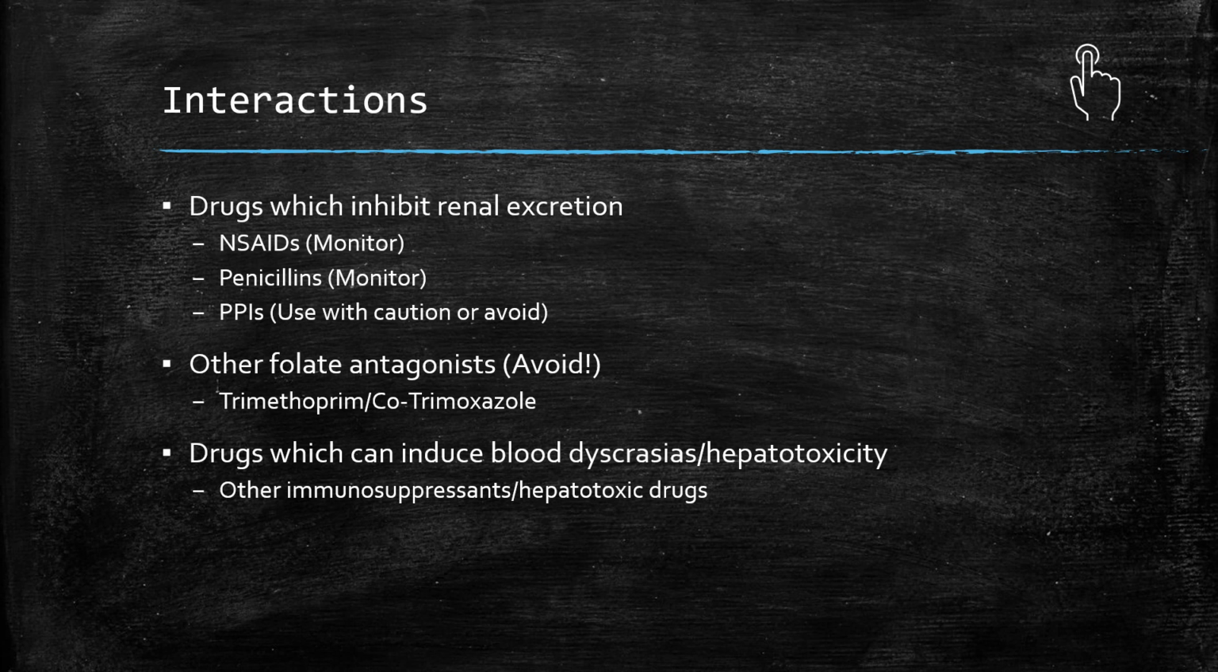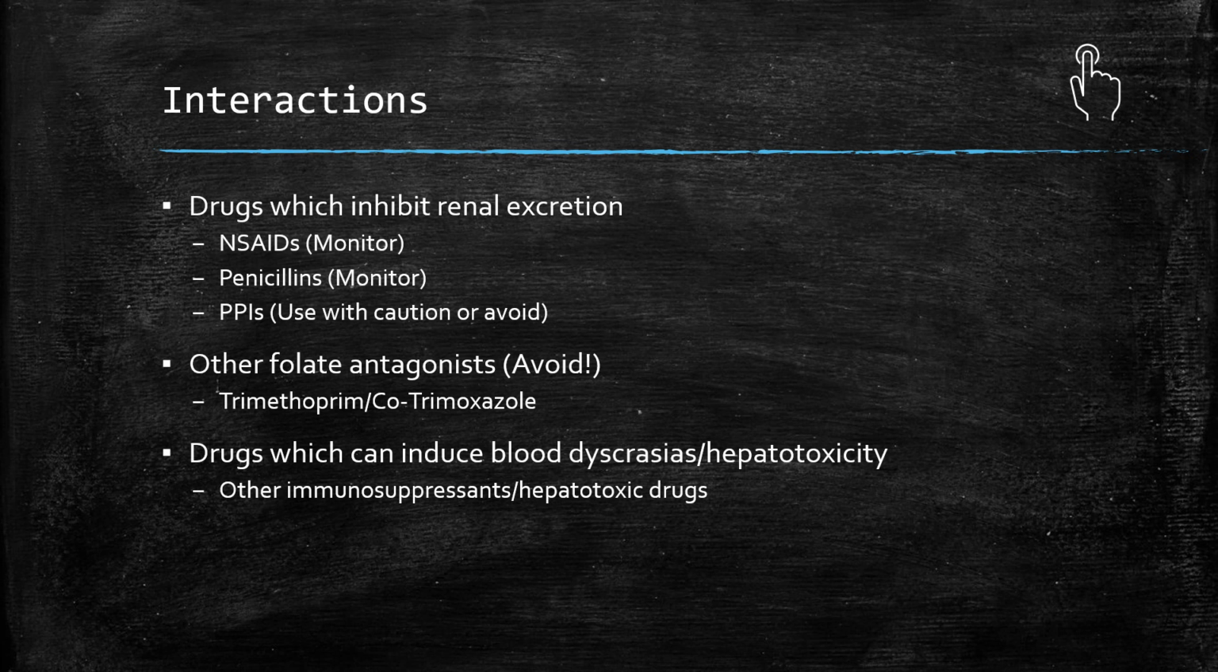We've mentioned NSAIDs already, how they vasoconstrict the afferent renal arteriole and can therefore reduce the excretion of methotrexate, and thereby it's in the body for a longer period of time. Penicillins likewise are predicted to increase the risk of toxicity when given with methotrexate. The manufacturer advises monitor. With NSAIDs as well, I beg your pardon, we would monitor.